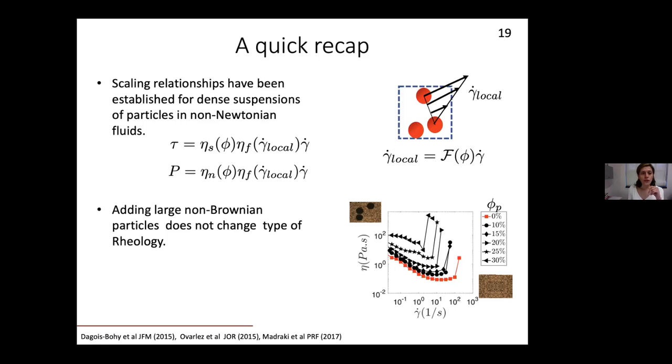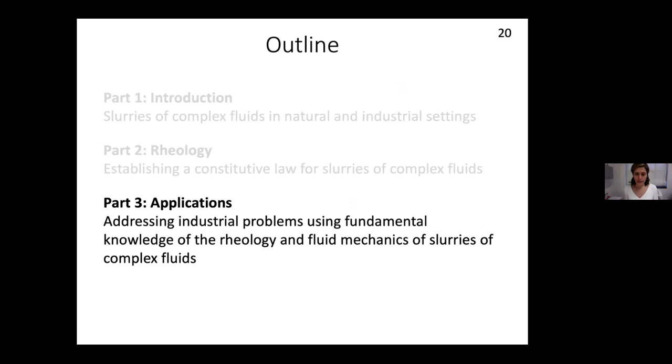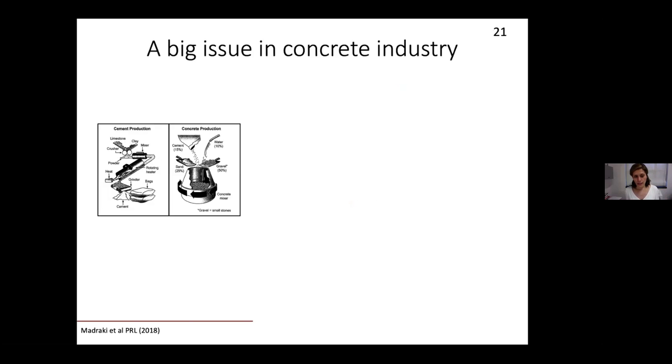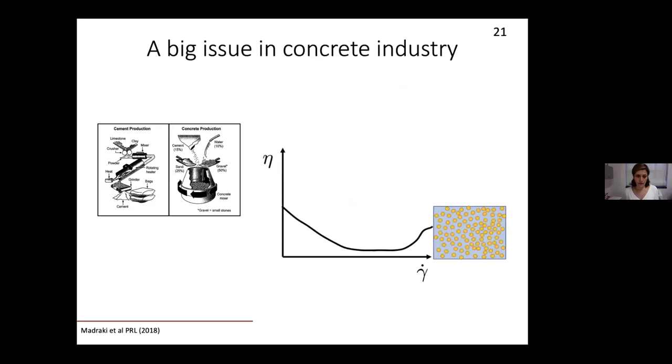Okay. So I'm just going to talk about the second part of the talk, and I cut some of this, and I'll pause. So the third part, I'm going to talk about the application. One huge problem in the concrete industry is as follows.